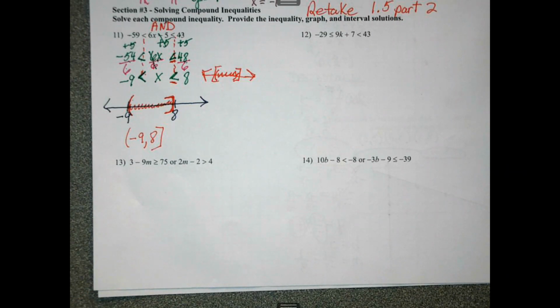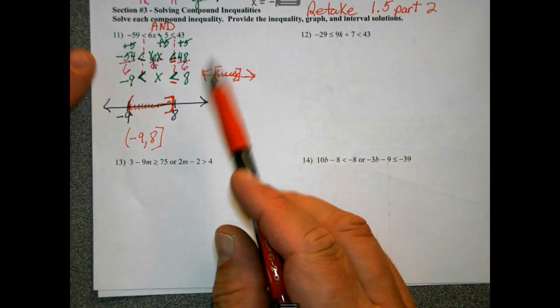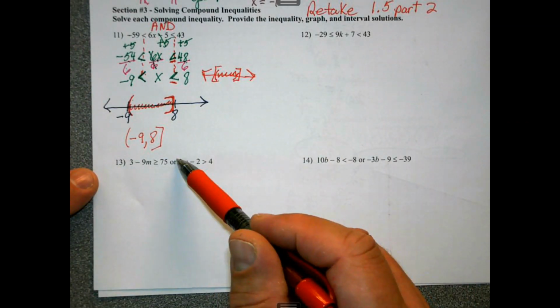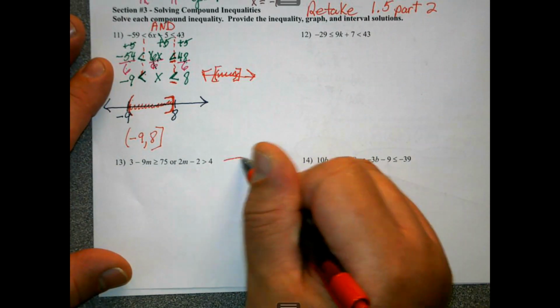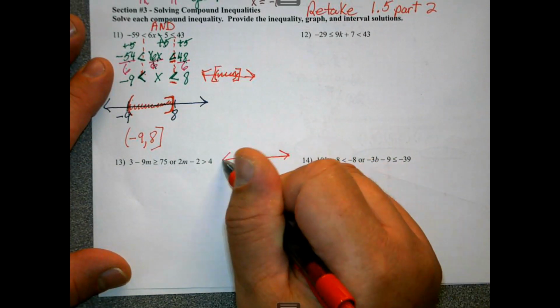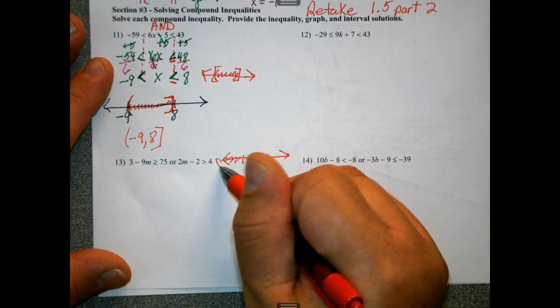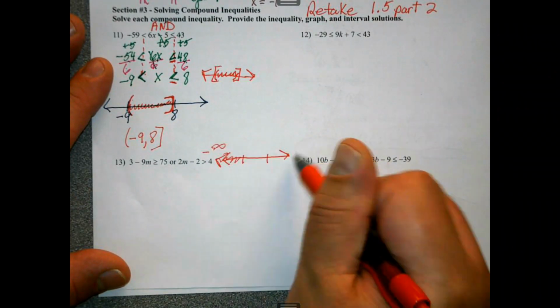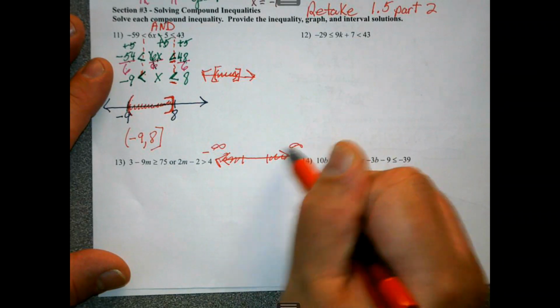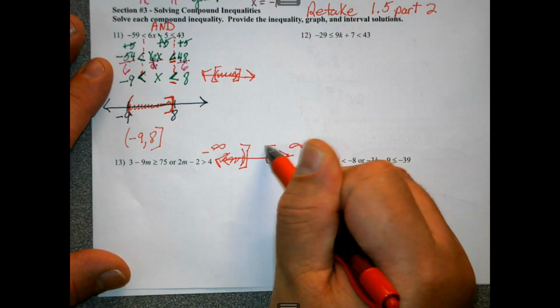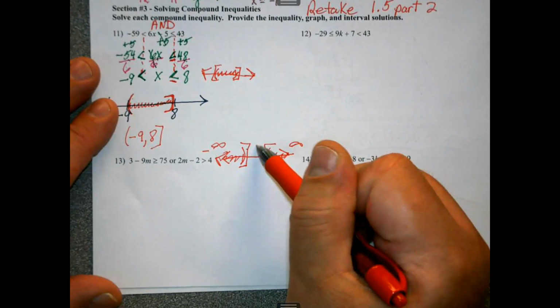Questions on number 13 thus far? 13 is an or statement, so they're going to go out like boat oars, right? To their infinities, negative infinity, positive infinity, and it's going to have a parenthesis or bracket, and the little union symbol.